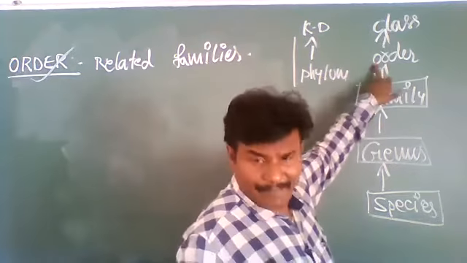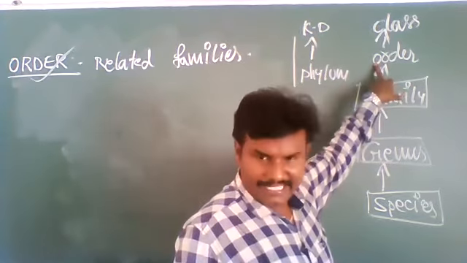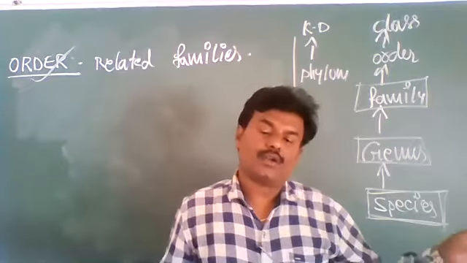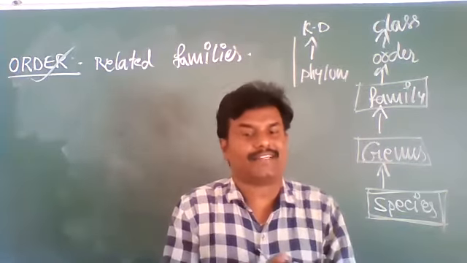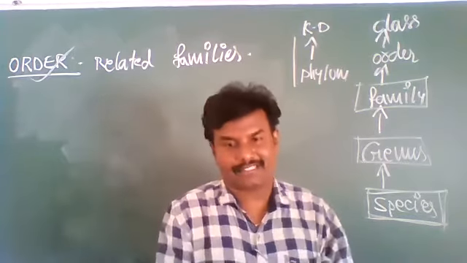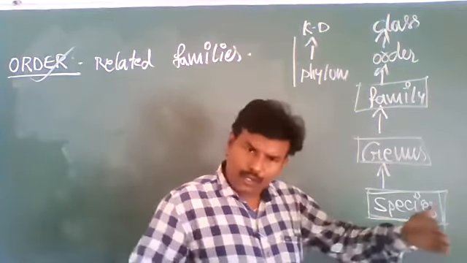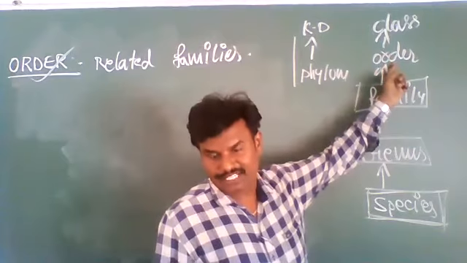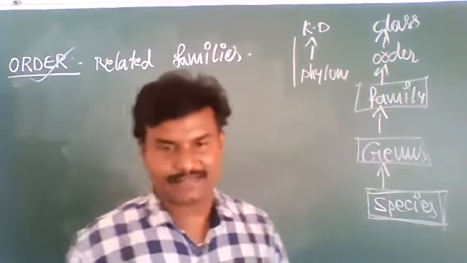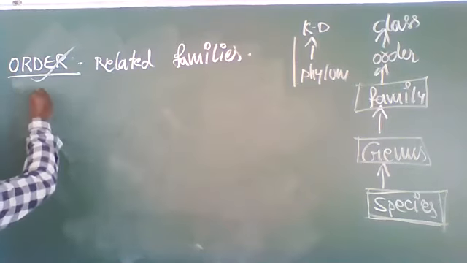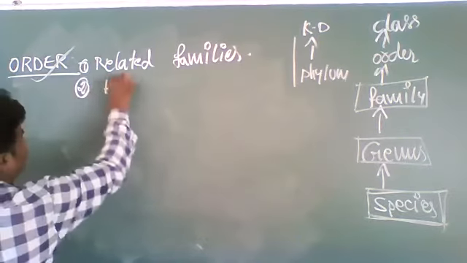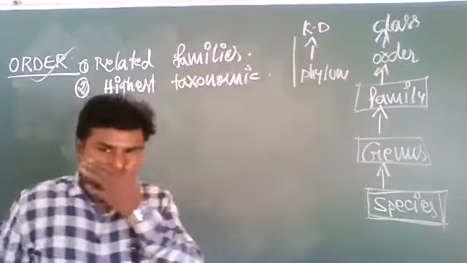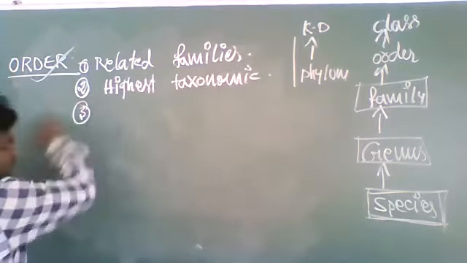The order, being a higher taxonomic category, has fewer similar characters. In species, the organisms are closely related and have a number of similar characters, common features. But here, the order, being a higher taxonomic category, has fewer similar characters.